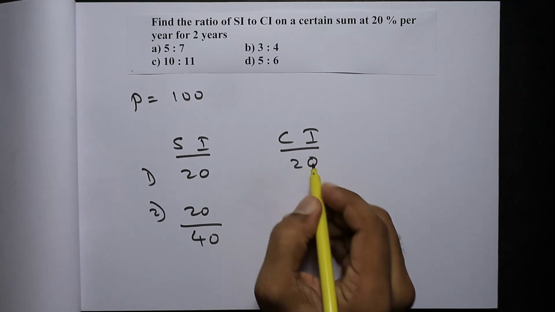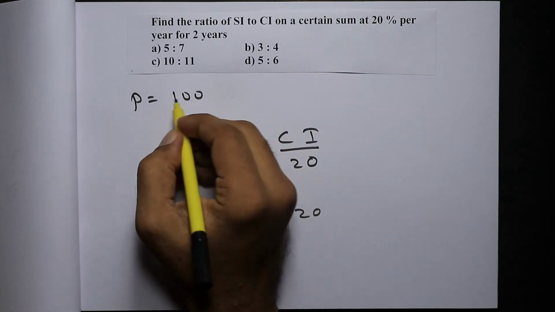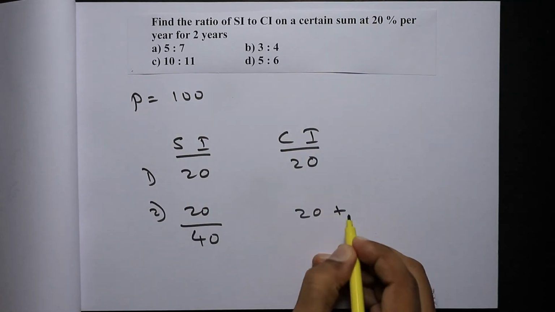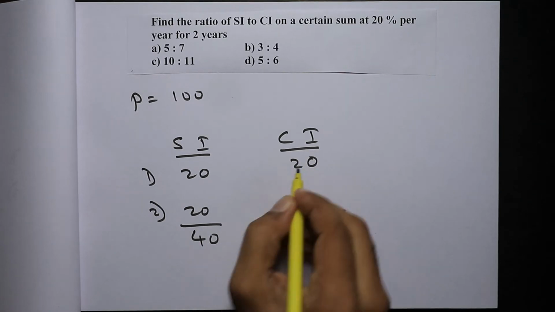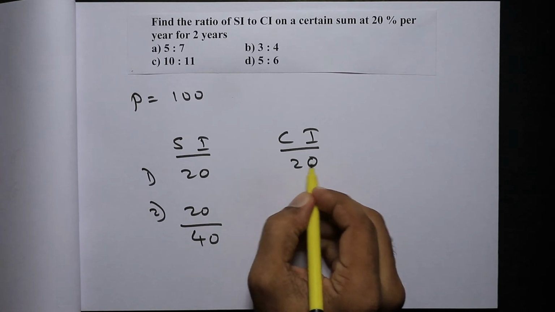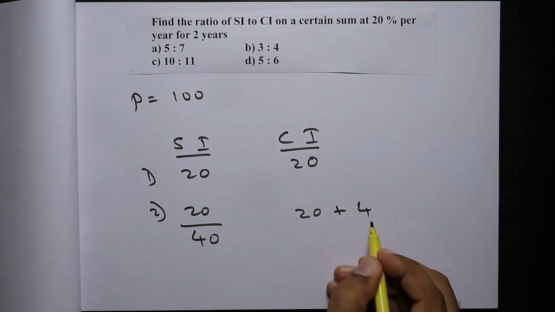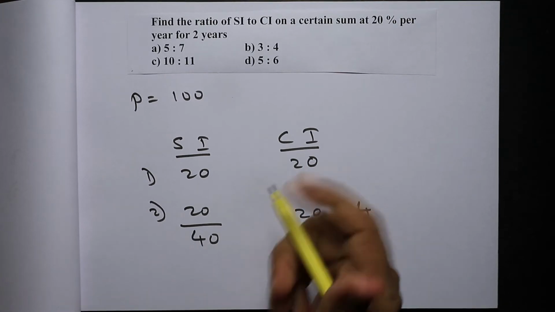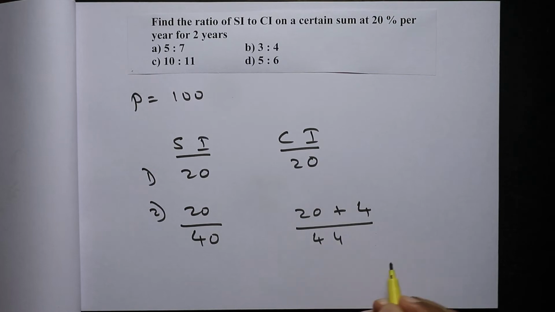Now what will be the compound interest for the second year? This 20 you will get, which is 20% of 100, and you will also be getting 20% of the first year's interest. 20% of this 20 also you will be getting. 10% of 20 is 2. So 20% will be doubled, so that will be 4. So compound interest for 2 years will be 20 plus 20 plus 4 gives you 44.